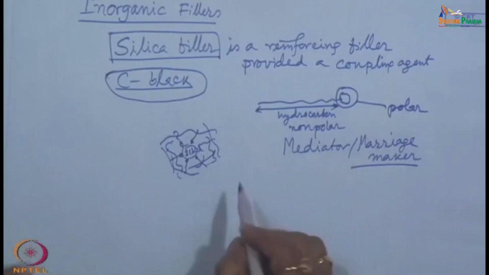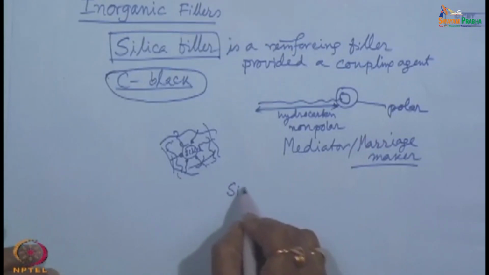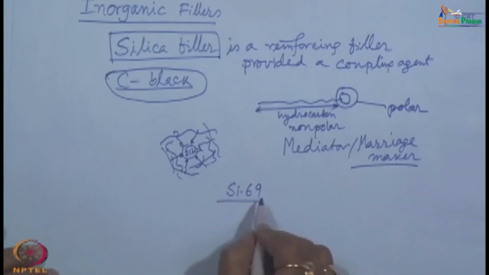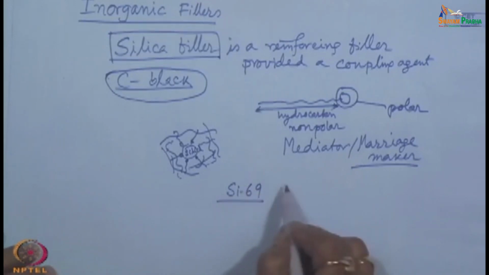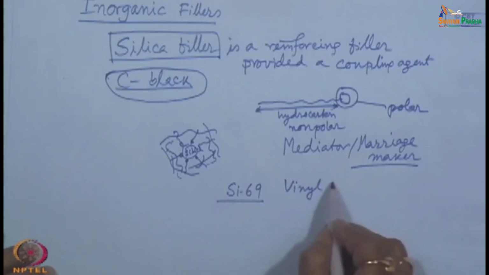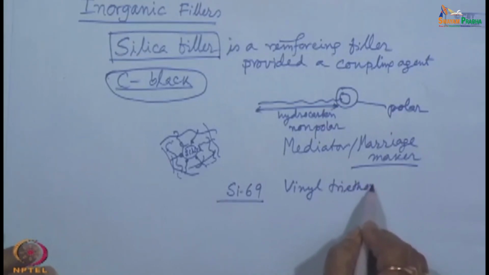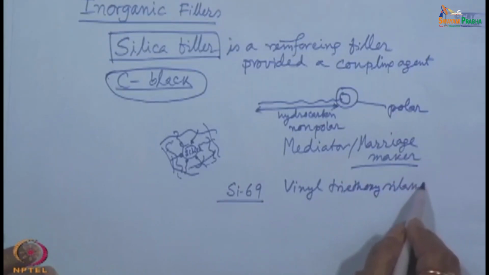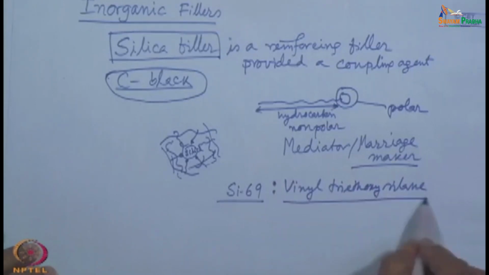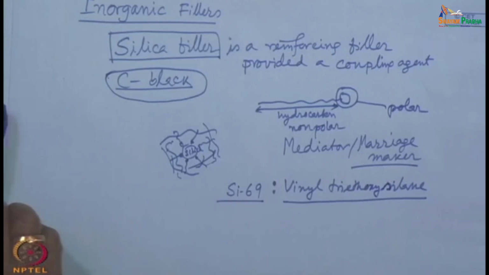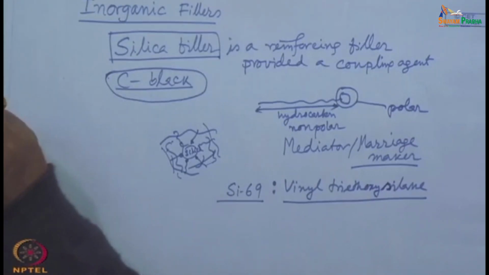So, for example, for silica filler, say Si69, the chemical name of this Si69 is vinyl triethoxysilane. This vinyl triethoxysilane is used along with the silica filler, then only this silica filler can act as a reinforcing filler in rubber product. These are something about miscellaneous additives.